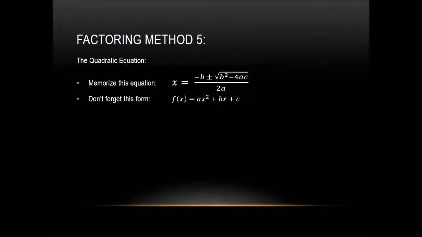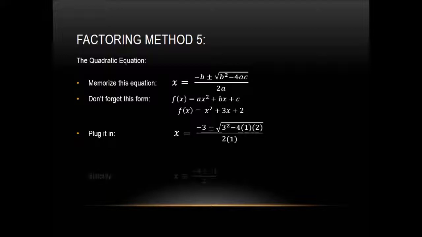Now, remember that f of x equals ax squared plus bx plus c. So you can see that the a, b, and c are going to go into the quadratic equation in their proper spots. So here's our problem, x squared plus 3x plus 2. Now notice if there's no number written in front of x squared, we automatically assume it to be a 1. Awesome. All right, so let's plug these in. So that's negative 3 plus or minus the square root of 3 squared minus 4 times 1 times 2 over 2 times 1. Okay, now what we're going to do is simplify that.